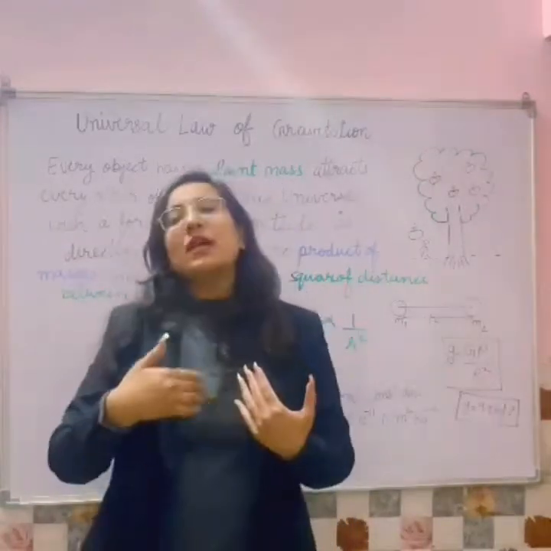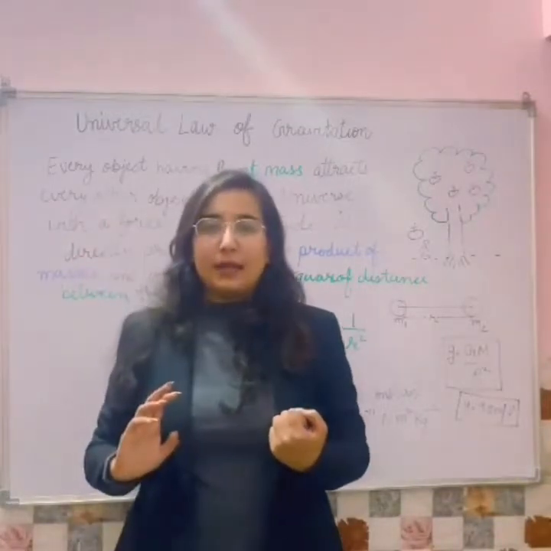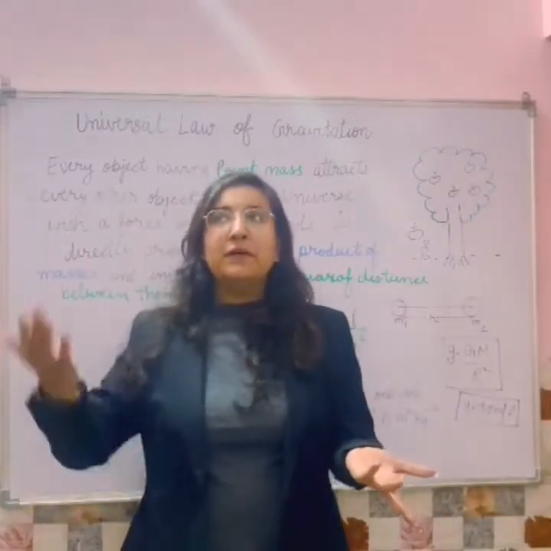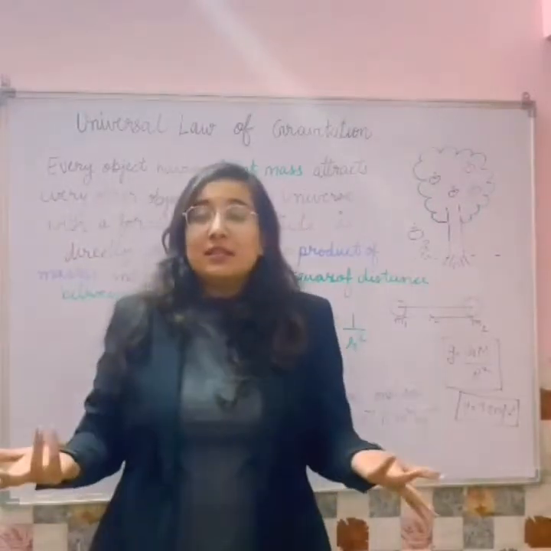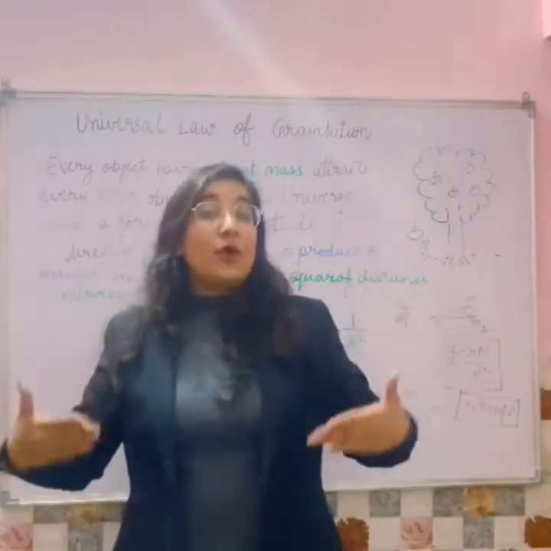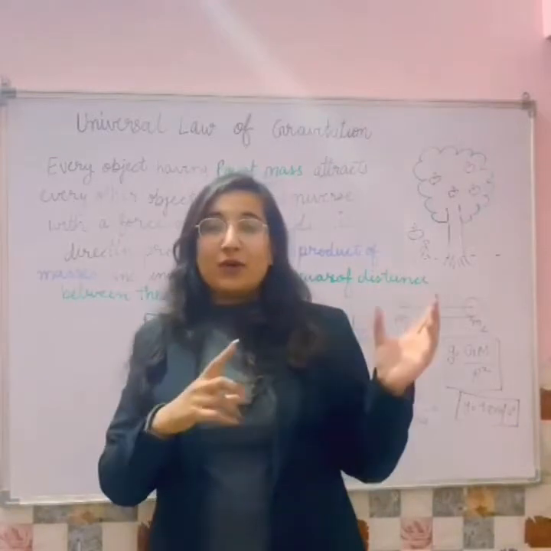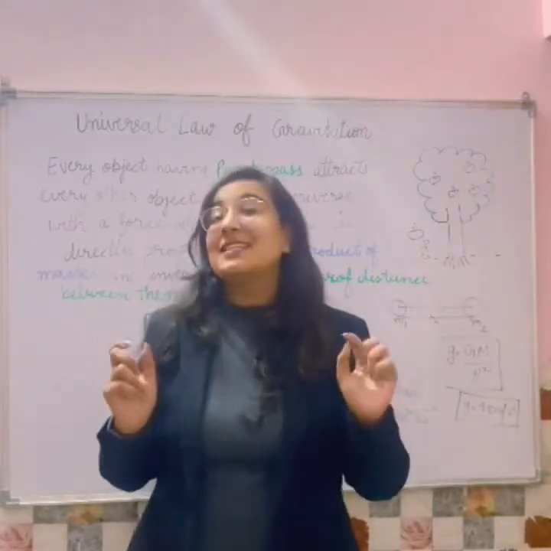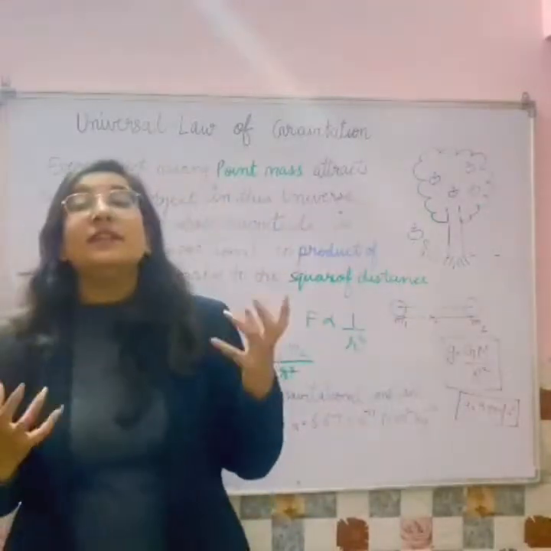Suppose I ask you to throw a ball towards the sky, what will you observe? The ball will automatically come back towards you. What is the reason behind it? All the objects up in the air fall towards the earth. This idea was given by Sir Isaac Newton as the universal law of gravitation.